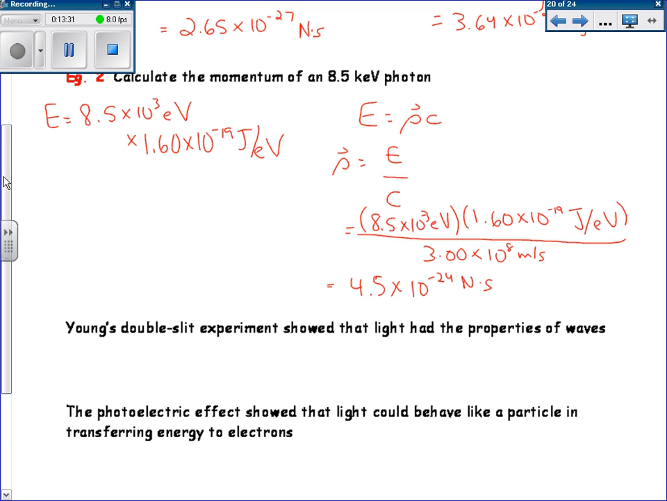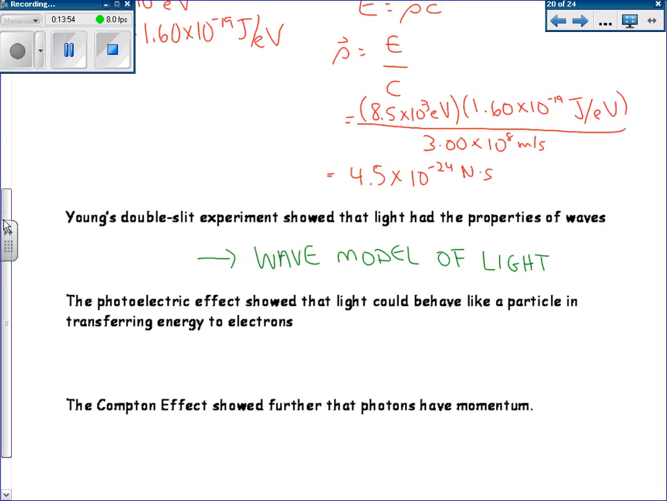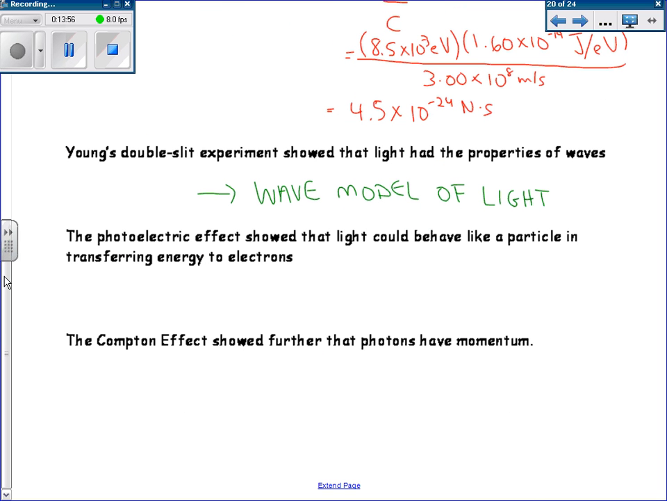So now we kind of have this dilemma here because Young's double-slit experiment showed that light had the properties of a wave, and so that then led to the wave model of light. The photoelectric effect showed that light could behave like a particle in transferring its energy to electrons. Okay? And that seems to go back and support a particle model of light.